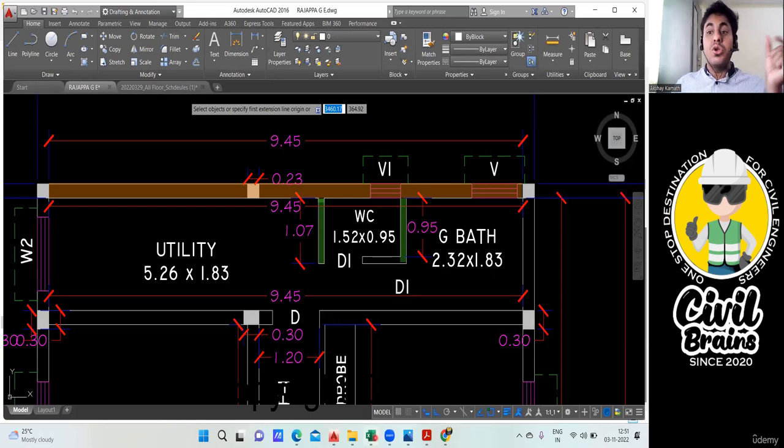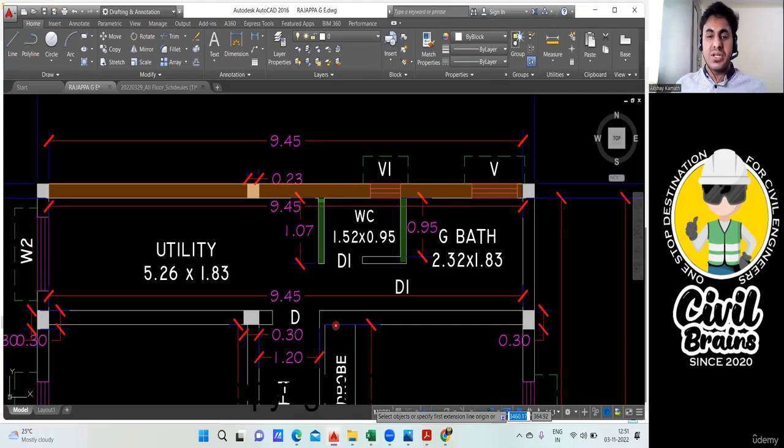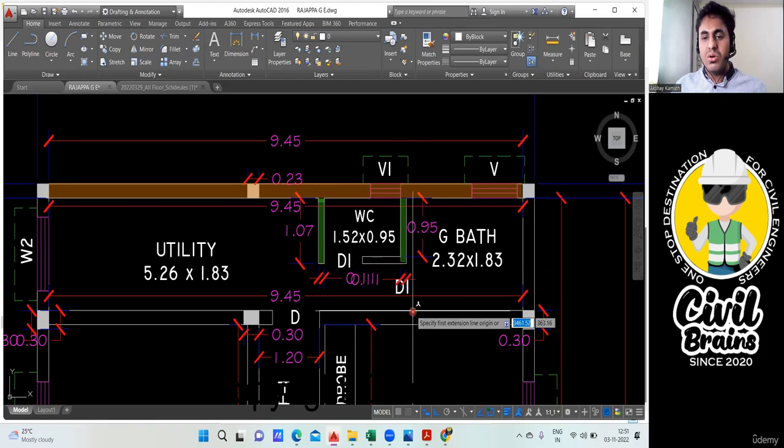That is why we need to deduct, because you took 9.45 completely, right? But here this small portion and this small portion, you are not doing any plastering. What is that? Brick plastering. So you check the dimension of this. It is 0.11. This is also 0.11. Okay, both are 0.11.